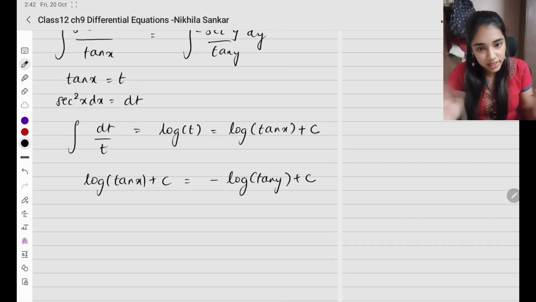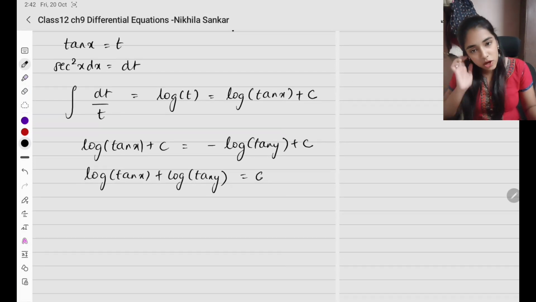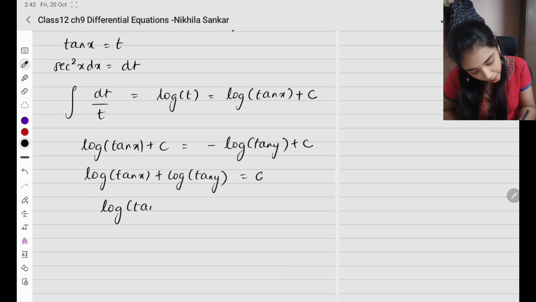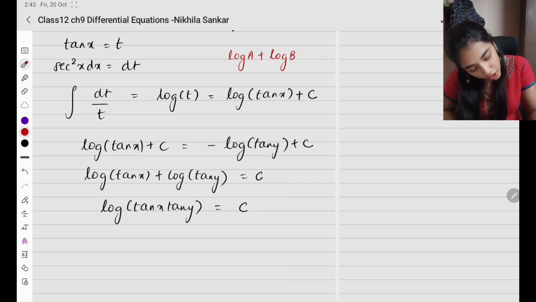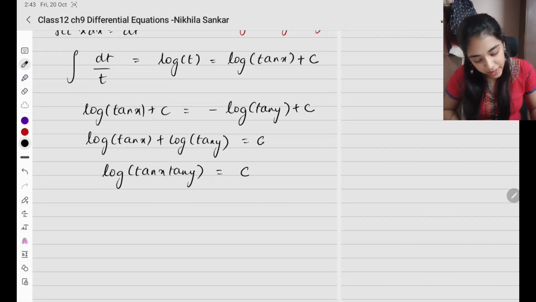Both are the same constant, can we club them together? Yes, we can. So taking log to the other side, I have log of tan x plus log of tan y equals c. See, log a plus log b is log of a into b. Correct? So I have log of tan x tan y equals c. I've used the formula log of a plus log b gives me log a b. Remember the formula.